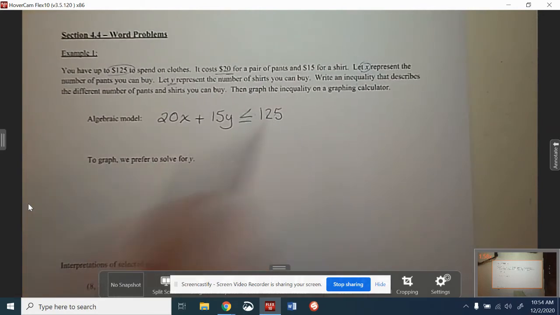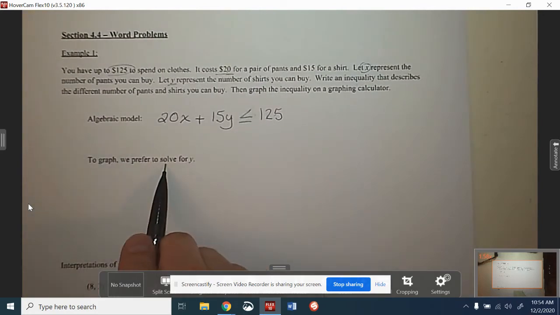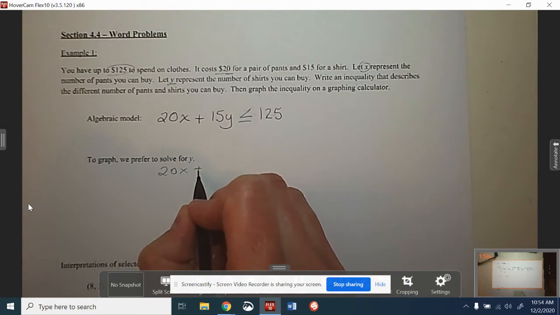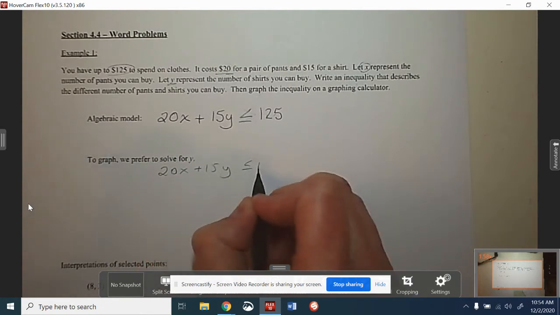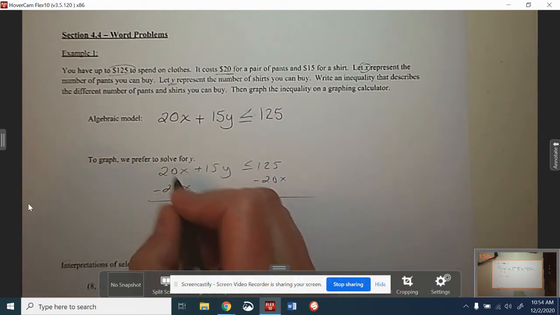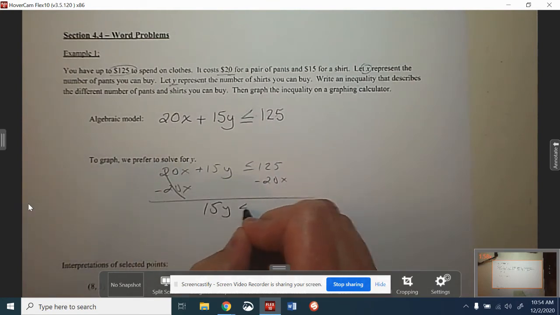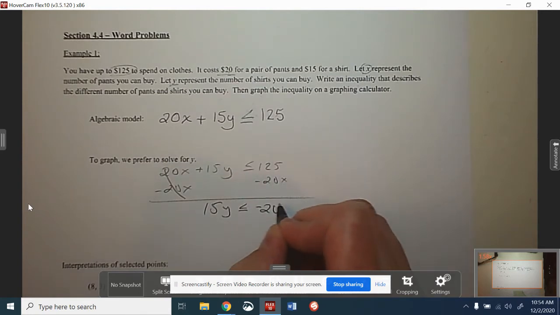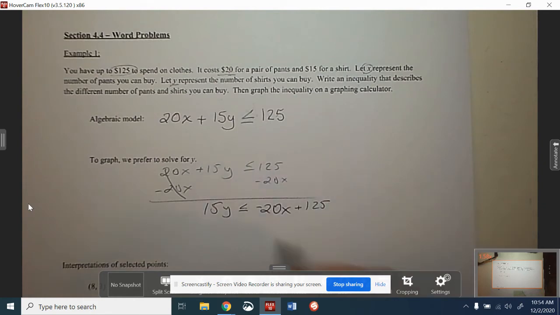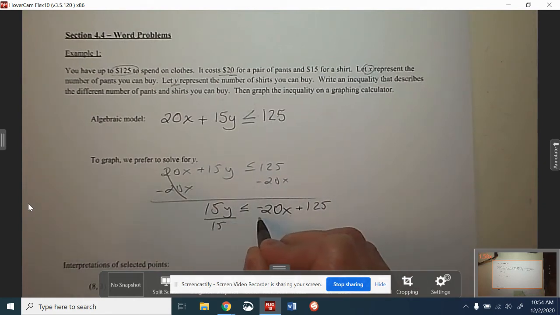All right, now, if we were going to graph this, we would have to solve for y. So let's go ahead and do that work. To solve for y, I'm going to move the 20x to the other side by subtracting it. Let me switch over to pen. That shows up a little better for you guys. So I have 15y less than or equal to negative 20x plus 125. I'm going to put the x term first because we're going for slope-intercept form. And then we're going to divide both sides by 15.